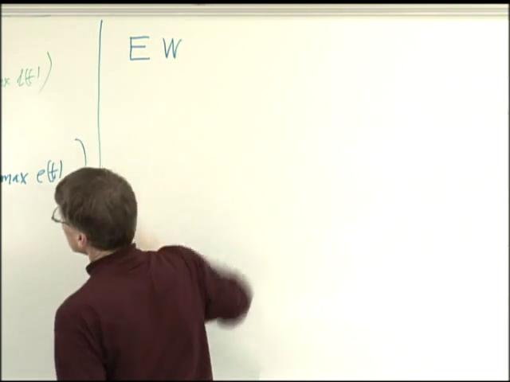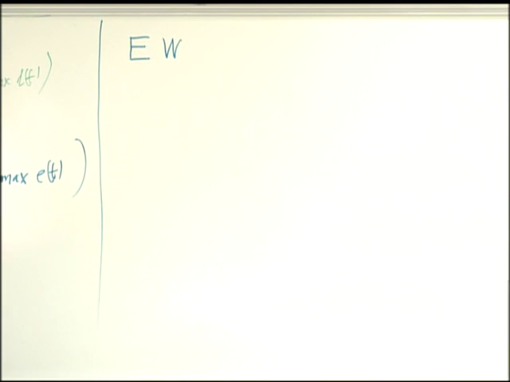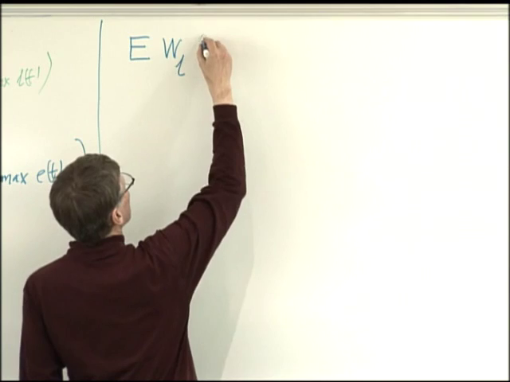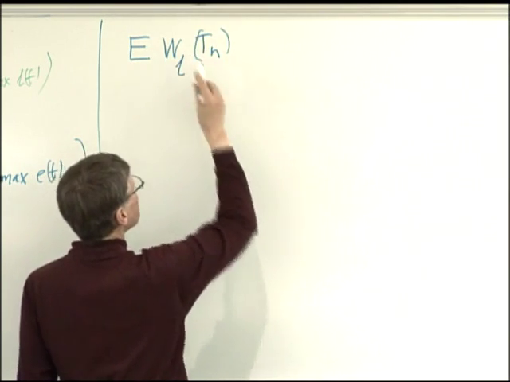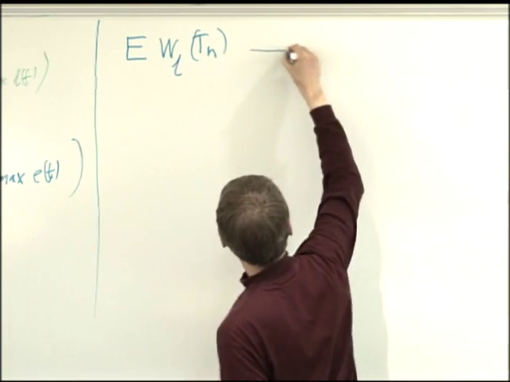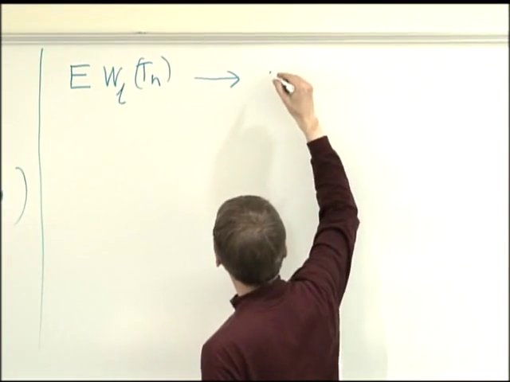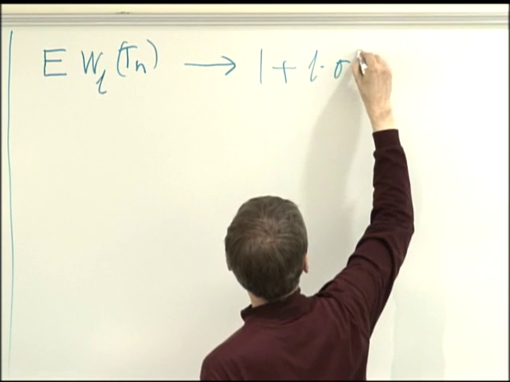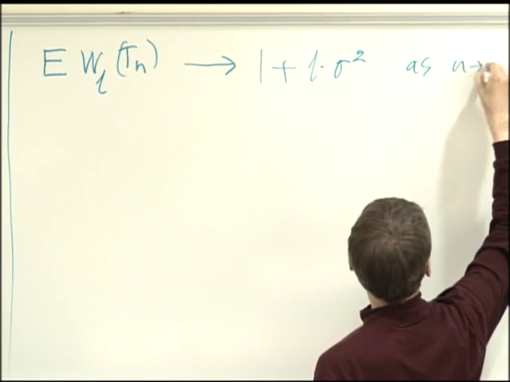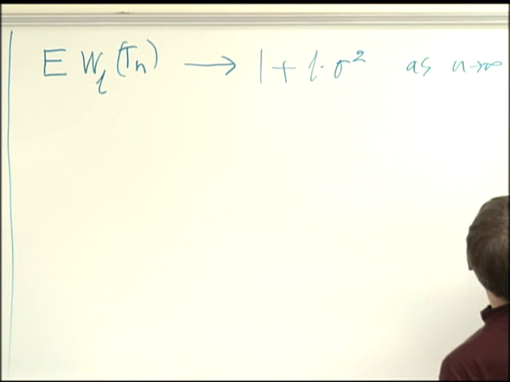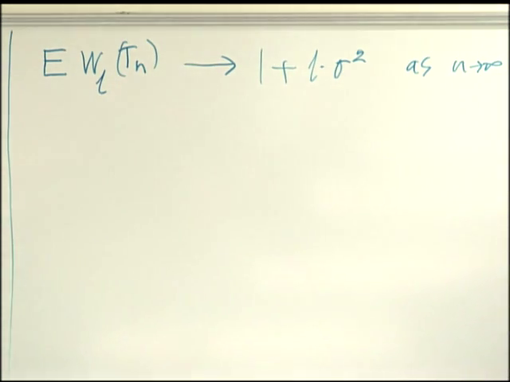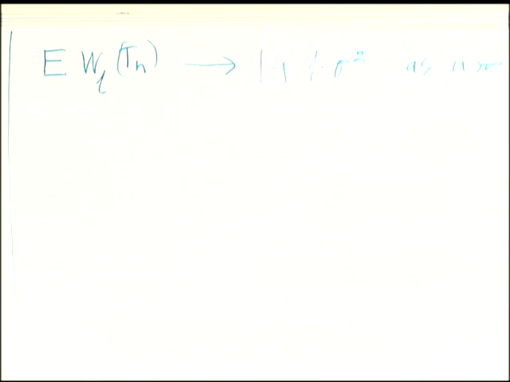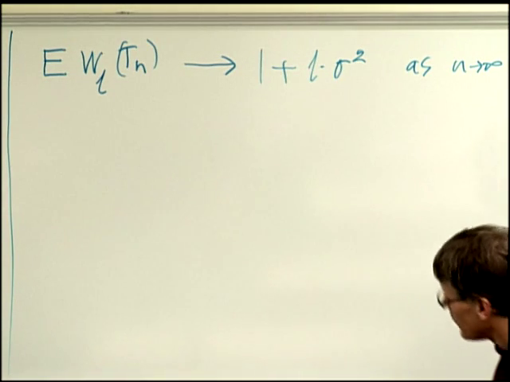Let me begin with looking at this width, W_L, or T_n. If we have fixed L, this is well known, easy to see that this converges to exactly 1 plus L times sigma squared as n tends to infinity. Now for fixed L, and sigma, so sigma squared is the variance of xi. Should have said that earlier, or maybe I did.